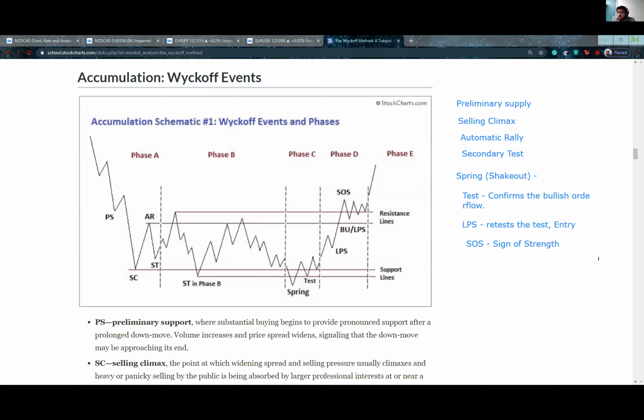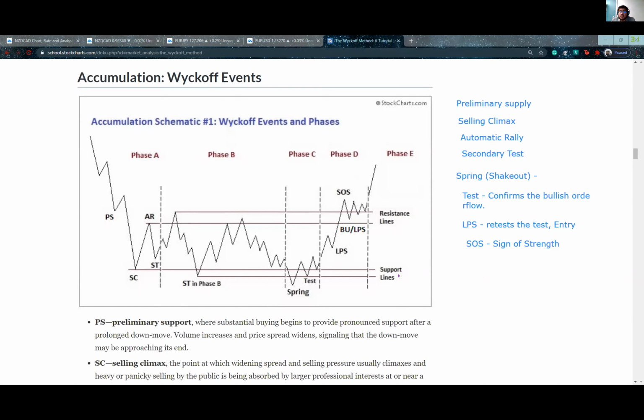What if price wicks the test instead? What do you mean if it wicks the test instead? If it goes below the LPS and tests the wick and tests the test. Can you explain again how you could tell it's already the preliminary supply, or that the distribution or accumulation has already started?